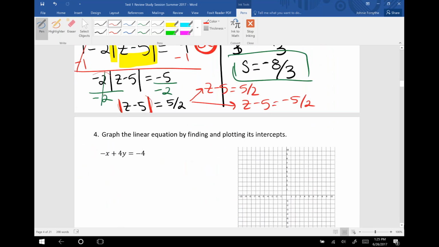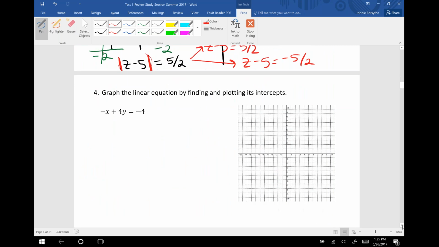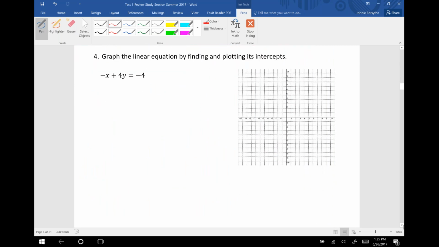All right, number 4. Now we're going to move on to graphing, and that is about how much you would have from Chapter A on your test, about 3 questions, because that was such a shorter portion of the material. All right, graph the linear equation by finding and plotting its intercepts.